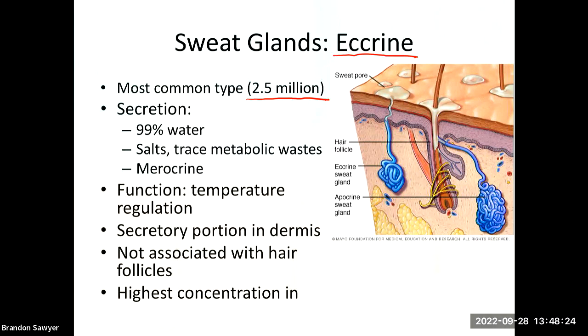And so these ones are our primary source of cooling in our body when we're exercising. Their secretion is almost all water, a little bit of sodium, and some other salts. This is the merocrine type, and their role is purely temperature regulation. And we talked about how this happens already, right?